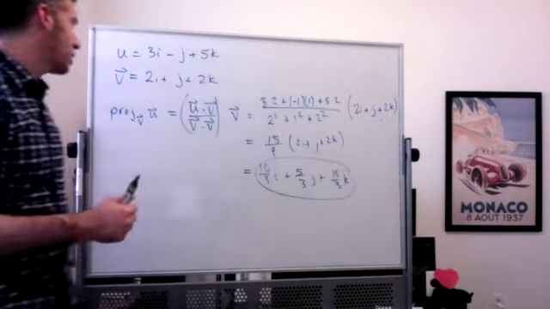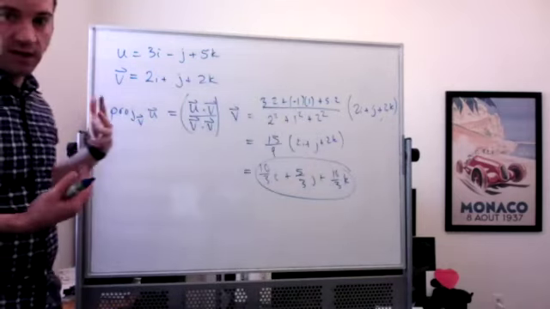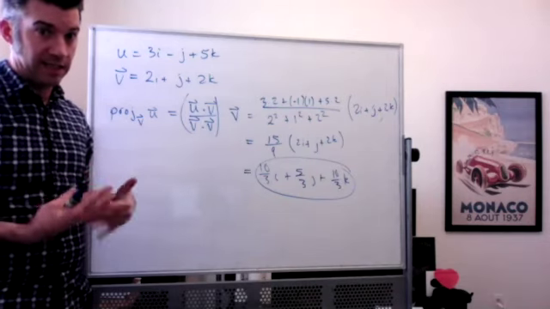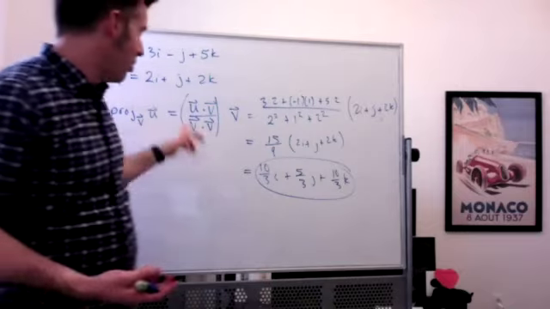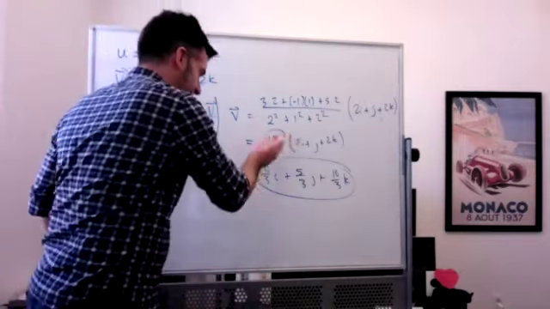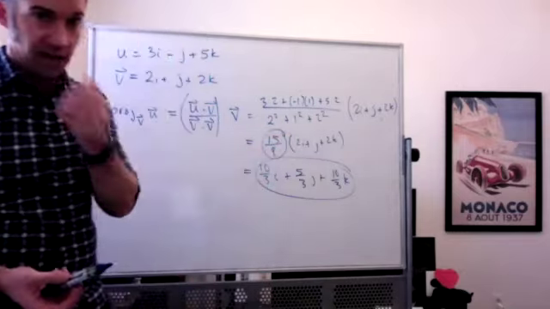So that's the projection of u onto v, and not surprisingly, it's in the same direction as v, right? The projection of u onto v is just a multiple of v. It's 15 ninths times v, and they are in the same direction.